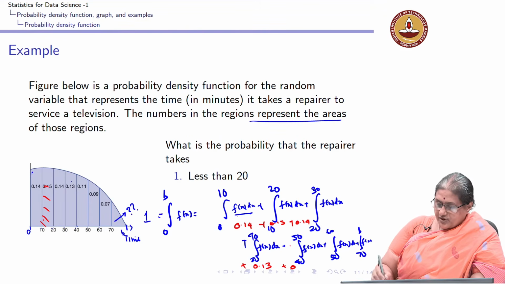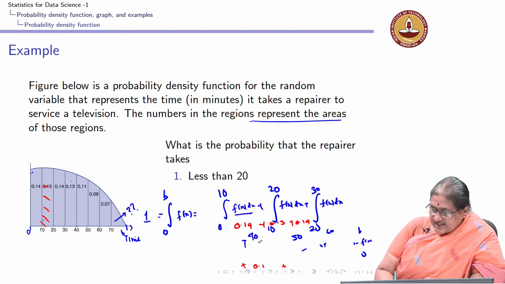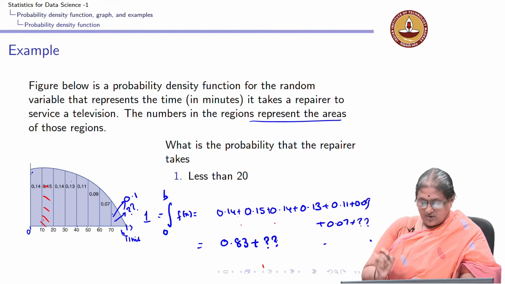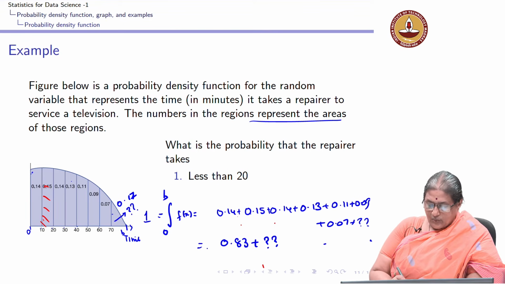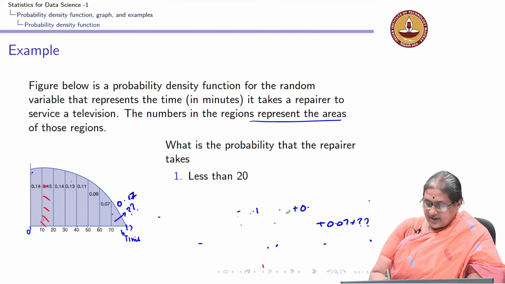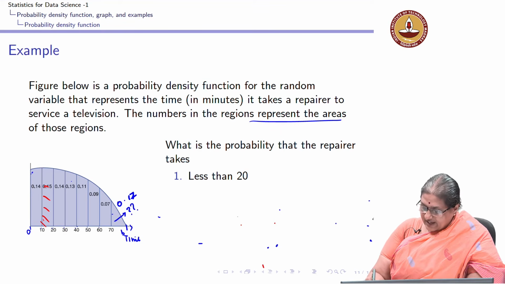so in this problem what I can see is 1 is equal to, so I can check that, which gives me this area, this question mark, is 0.17. So, the question we are asking here is the following: what is the probability the repairer takes less than 20 minutes? So, x is the time that is taken.